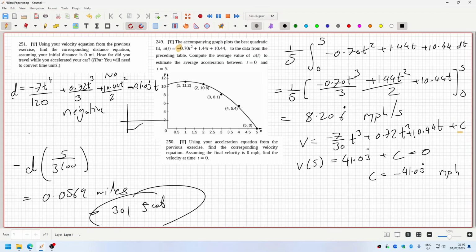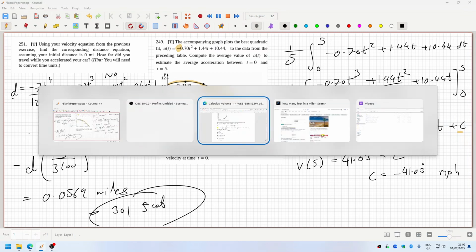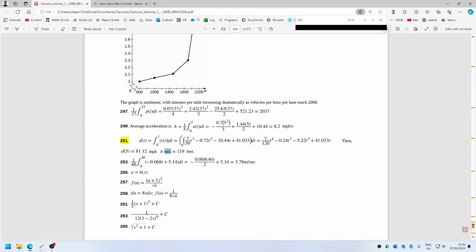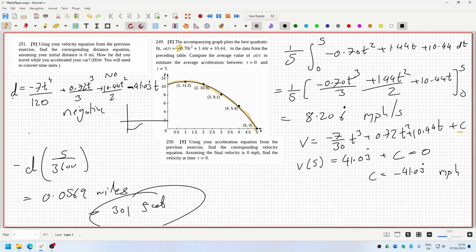Because the car, this is the acceleration. The car is accelerating for the 5 seconds. So I feel like they forgot. They multiplied this by 1/3600. That's what it really looks like here. Because the answer of 119 feet would be 81.12 miles per hour for 1 second. Should be for 5 seconds. So I actually think it's their mistake. I think I'm right, because I think the 109 feet, that's for 1 second. But that doesn't quite match up with my answer.